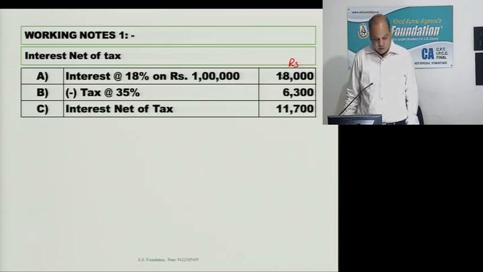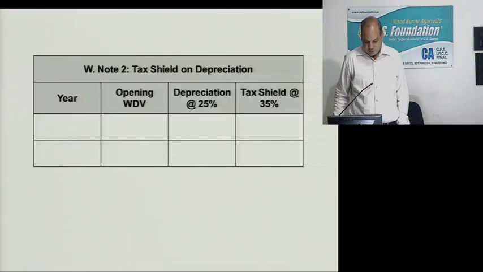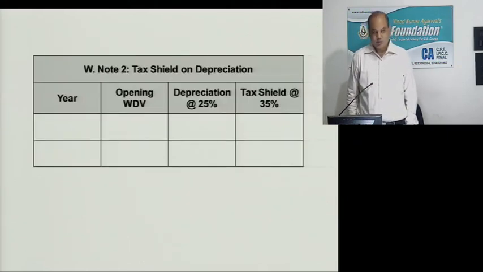So what is interest net of tax? 11,700. Is it right? Go to the main page on your own. Write 11,700. 1-2 interest net of tax. Positive or negative? Negative. You are paying interest. Now write working note 2.